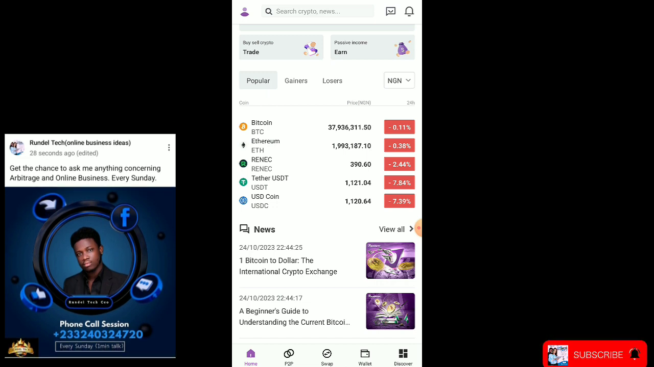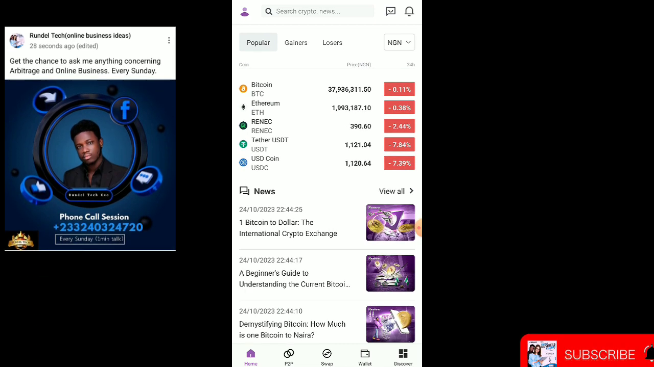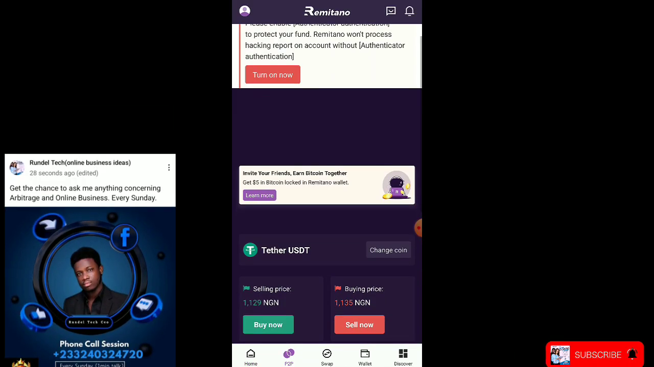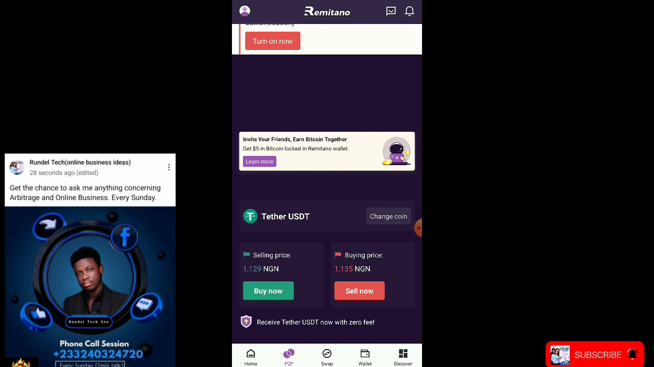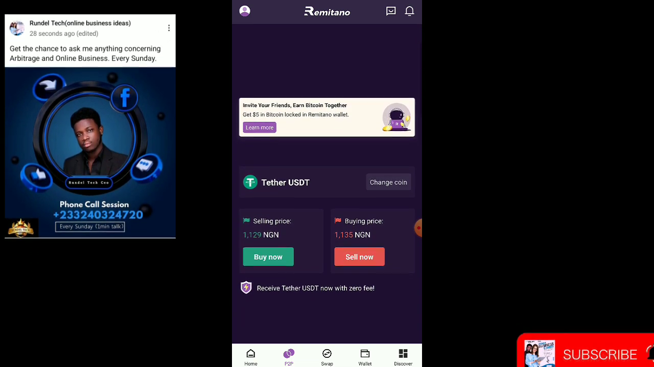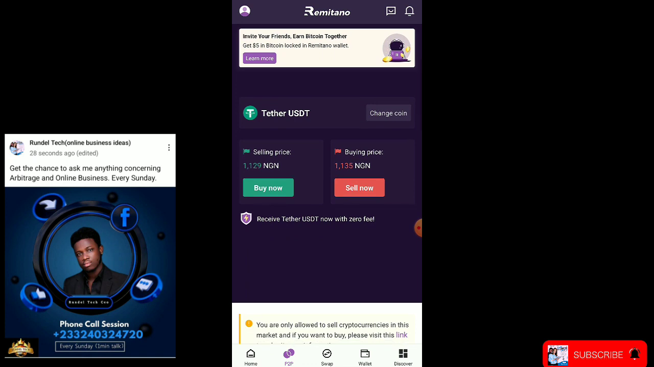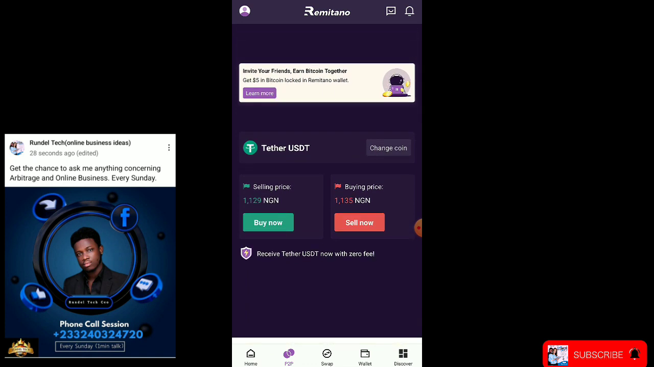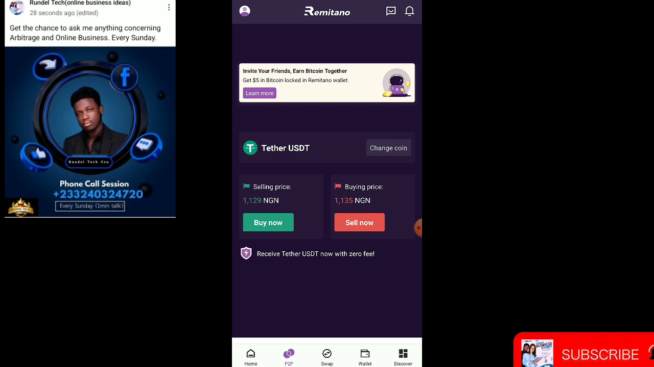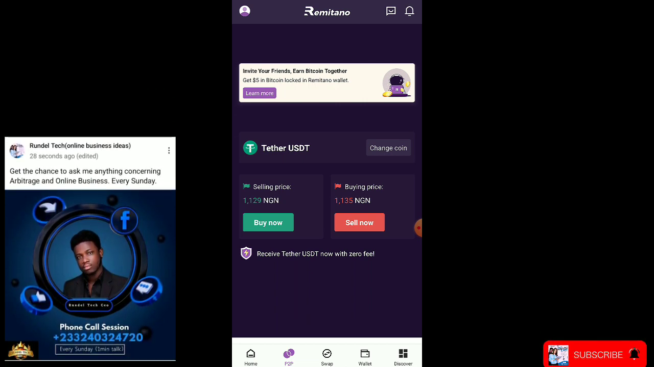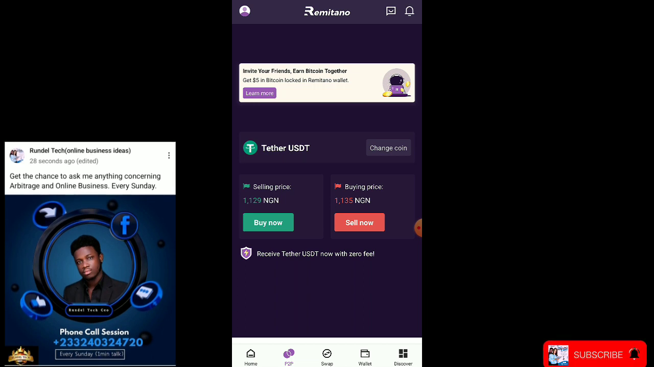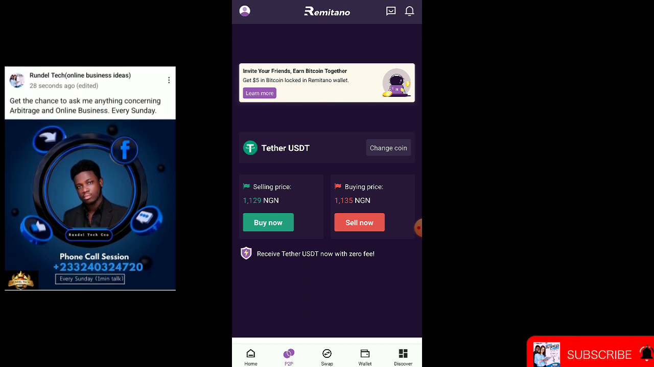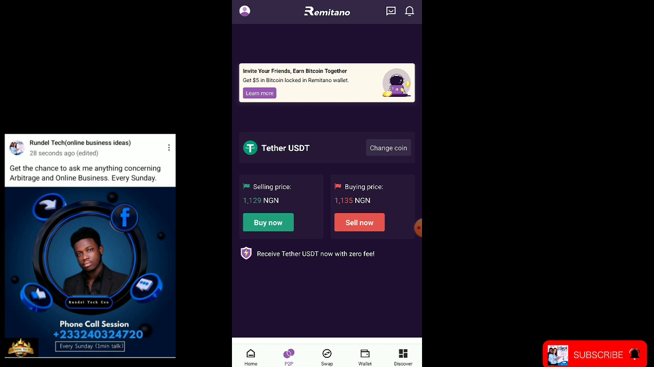You can buy USDT from the market, or you can do it P2P. So when I click on P2P, this is how it is. Have you seen the selling price? The selling price means that's how they are selling it over there, so you buy from there. The buying price means they want to buy it from you, so if you have USDT and you want to sell it, you sell it like this. This is how you do it and get your profit.